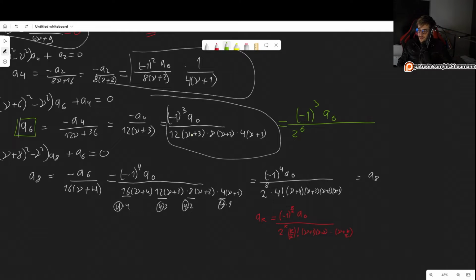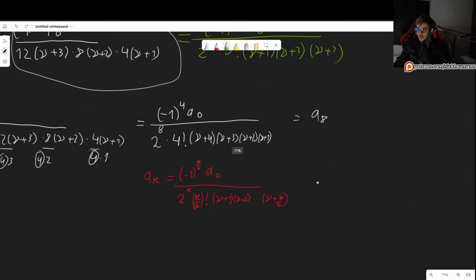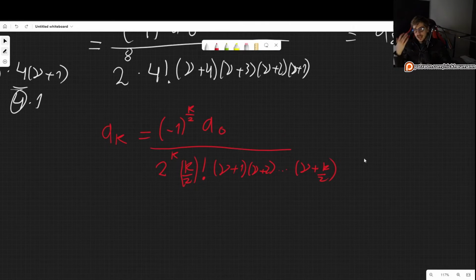Then we have 3 times 2 times 1, which is 3 factorial, which is k over 2 factorial. And then we have nu plus 1, nu plus 2, nu plus 3, which goes all the way up to k over 2. So that makes sense, that's good. So it seems that our formula here is correct. However, it is a bit annoying because this doesn't really hold for all numbers, right? Because it does hold, but we don't have the odd numbers, right?